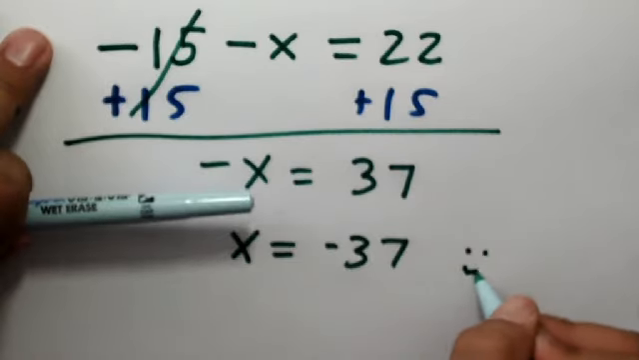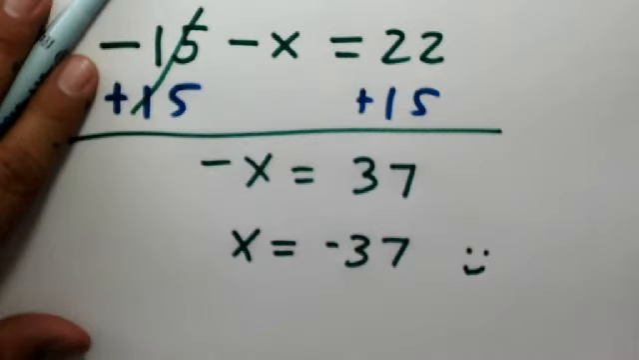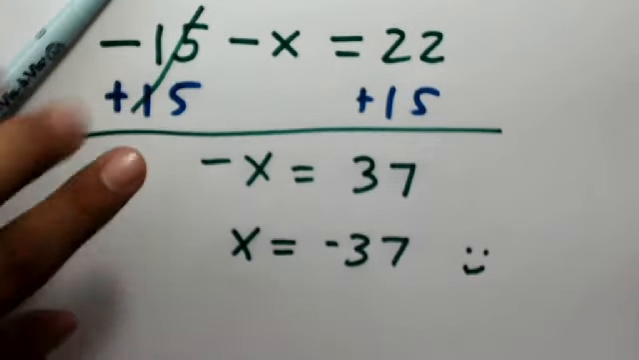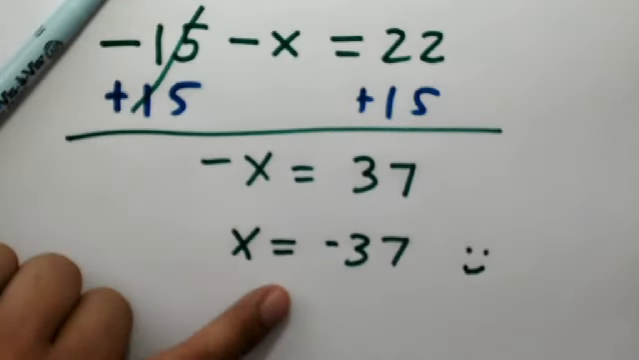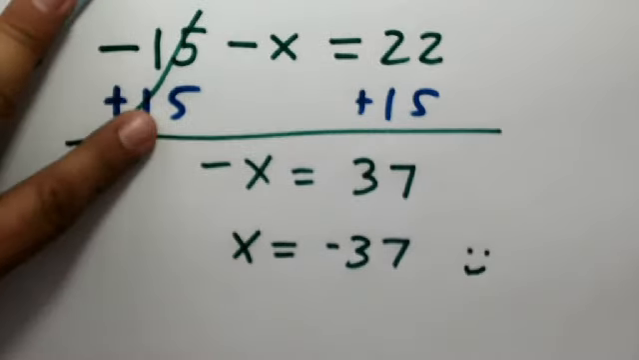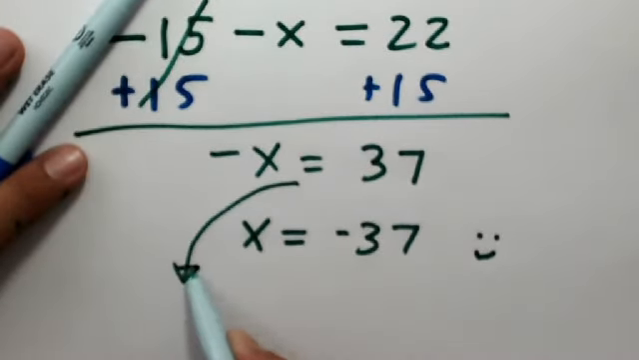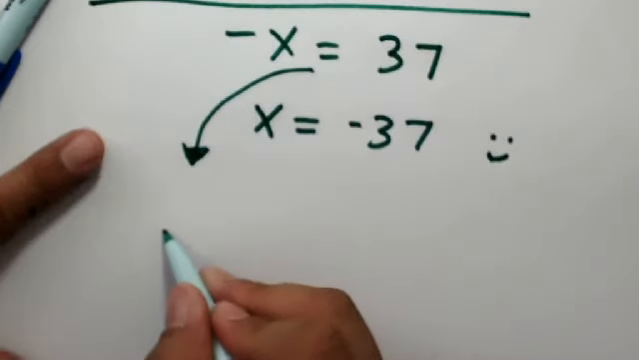Very good. Good job. You all understand that? Yes, sir. If negative x equals 37, then x has to be negative 37. Now, if you don't get that, well, let me come down here and give you the algebraic explanation for that.